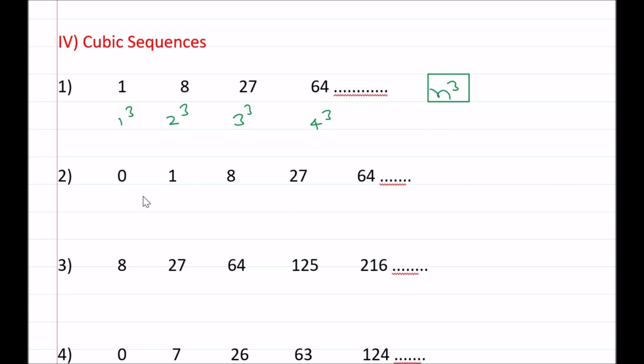Now, if you see here, these are also cube numbers, but starting from 0, going one step left. What does it mean? It is n minus 1 whole cube. Let us see if this is working or not. Put n equal to 1, so 1 minus 1 is 0, 0 cube, so 0. 2 minus 1, 1 cube, so 1. 3 minus 1 is 2, 2 cube is 8, so 8. So it is working. The answer will be this.